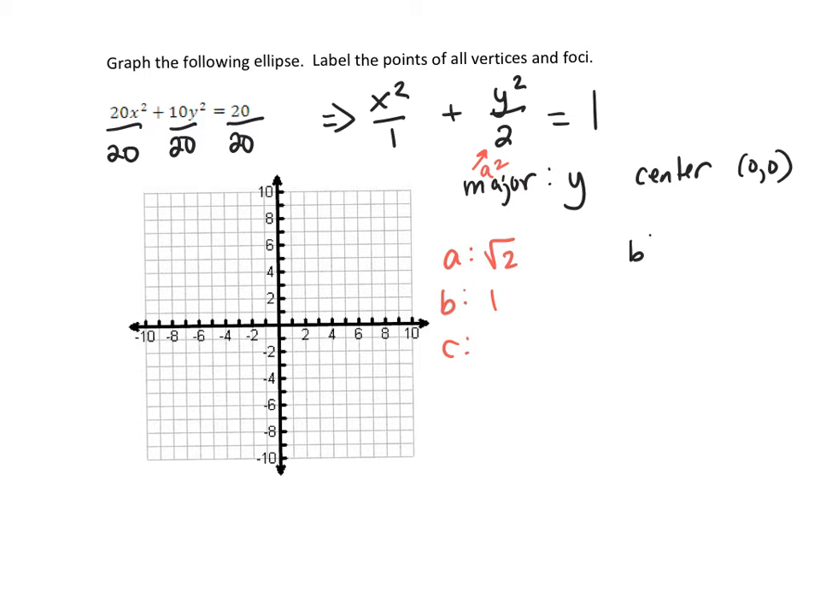And then I can certainly find what c is, because I know b squared equals a squared minus c squared. So that's going to be 1 equals 2 minus c squared. So negative 1, if I subtract 2, equals negative c squared. Divide by negative 1, they become positive. So c is also going to be 1.